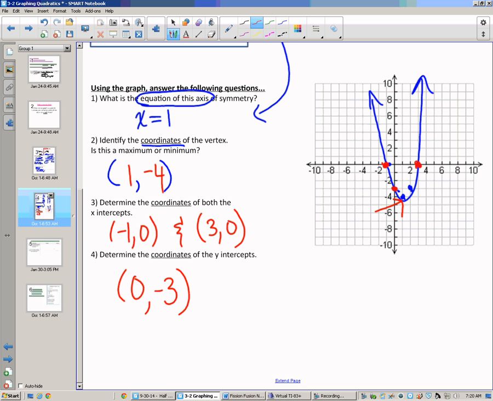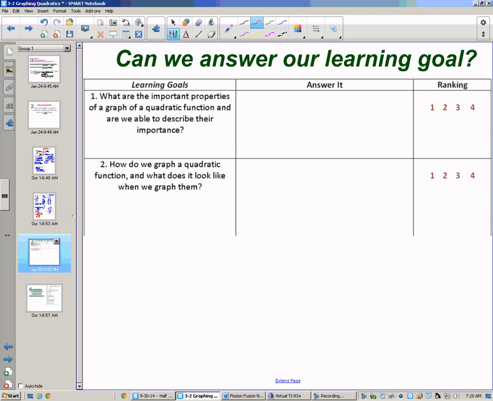Okay, so before you start your classwork, you should be able to answer our learning goals. So take out your sheet, please. We already answered one. How do we graph a quadratic? So you should be thinking of the steps. So the first step is make a chart. The second step is determine the equation of the axis of symmetry, and that's on your formula page. Again, if you want to remember it, it's x equals -b over 2a.